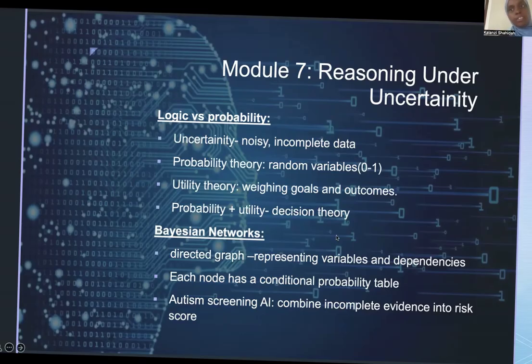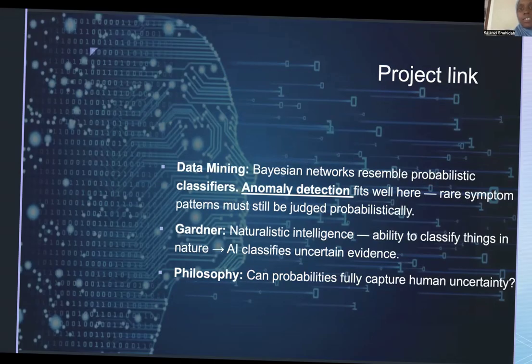Then we also have to talk about Bayesian networks. In Bayesian networks, we have a directed graph. It represents variables and dependencies, like a variable such as the child's characteristics, and dependencies like low risk of autism and high risk of autism. So if I have a characteristic like inadequate speech, I match it with a variable like inadequate speech. I match it with a dependency like that is a high risk of autism. So in data mining, Bayesian networks resemble probabilistic classifiers.